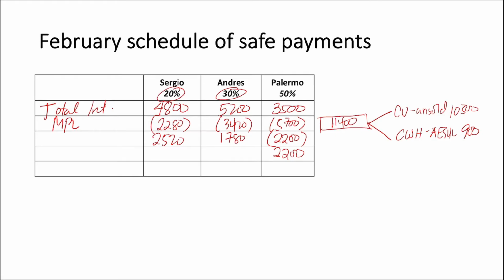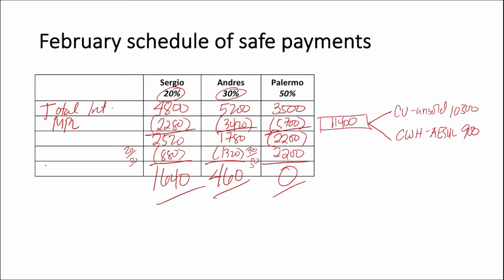So, ang magiging share ni Sergio will be 20/50. Si Andres, 30/50. Okay. So, 2,200 times 2/5, 880. Si Andres, 3/5, 1,320. So, magkano pa ang natitira? Sergio, 1,640. Andres, 460. Palermo, 0. Anong tawag natin sa mga to? These are the free interests. Pag free interest, meaning pwede na silang makatanggap ng cash.